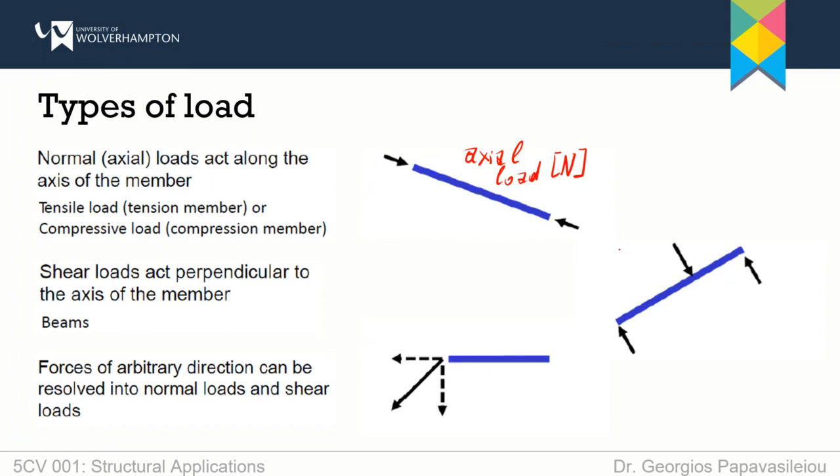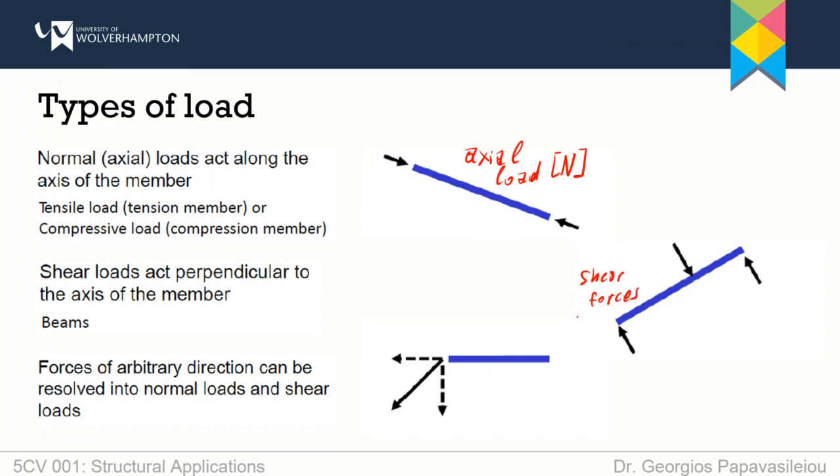Now, if we have forces that are perpendicular to the axis of this element, what they cause is a shear force, a reaction that is perpendicular to this element as well. As I said, everything is a reaction, so it has to be equal in magnitude to the external actions and in the opposite direction. So here we will have shear forces.